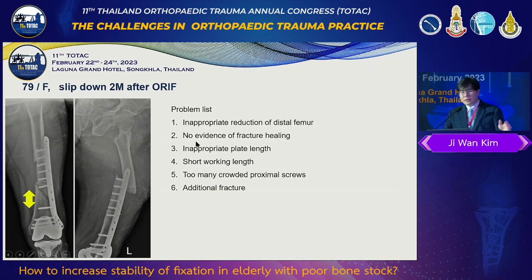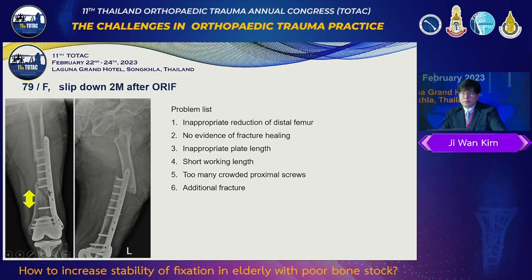This is another case of a 79 years old female. This is a non-union case with periprosthetic fracture. What is the problem list? Inappropriate reduction of the distal femur, so much gap, and no evidence of fracture healing. Inappropriate plate length. The plate is short, and short working length.